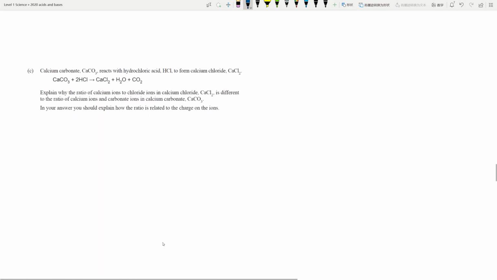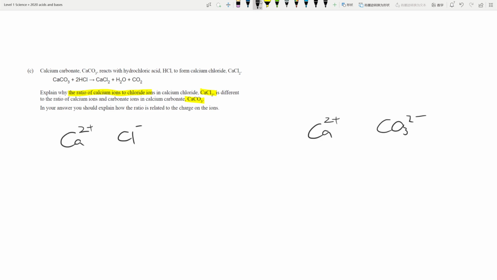Okay. Right, next one: the calcium carbonate reacts with hydrochloric acid, and so on. Explain why the ratio of calcium ion to chloride ion in CaCl2 is different to CaCl3. So this is something you need to understand. This is where you need to look at the table of ions. Explain how the ratio relates to the charge of the ion. So make sure you read the question.